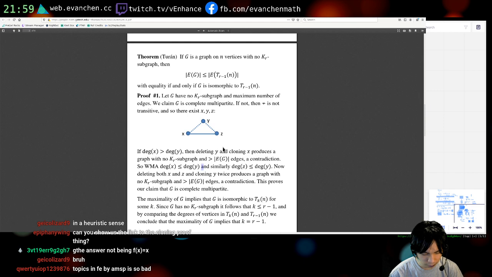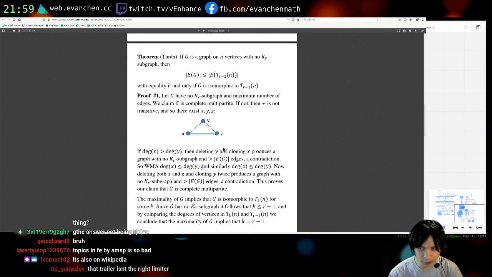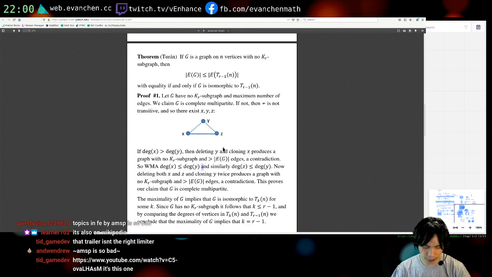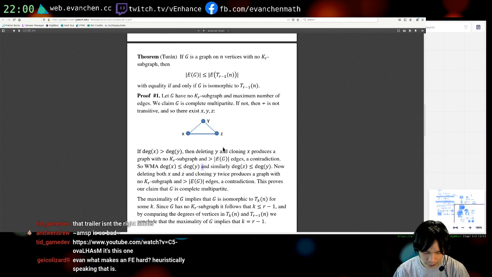Wait, okay. Something just occurred to me, now that I'm looking at this. I did a stupid cloning thing with XYZ, but I don't think I need to. I think I just clone vertices, period, right? I never actually used Y. What the heck? It's just any two non-adjacent vertices, I can clone one of them? That can't be right.